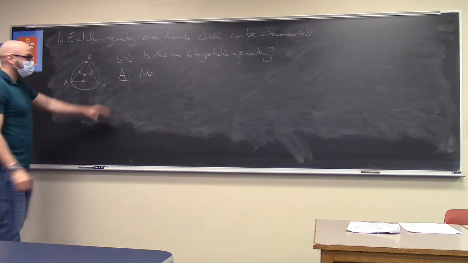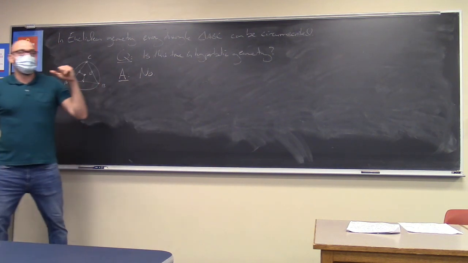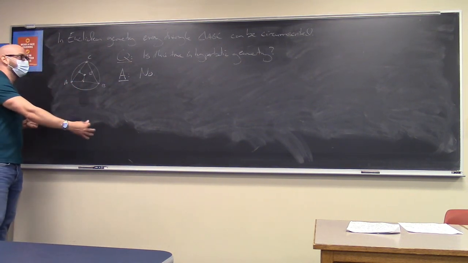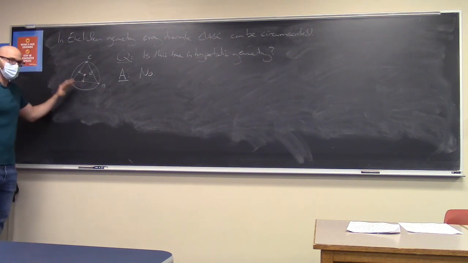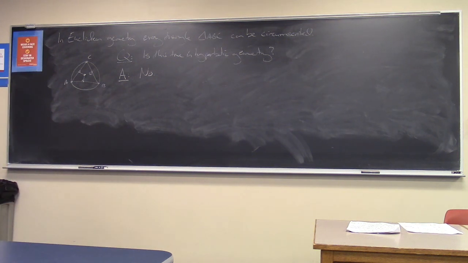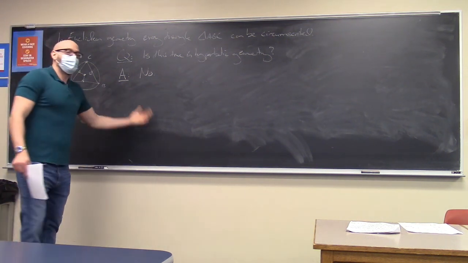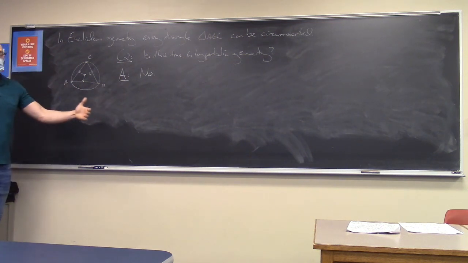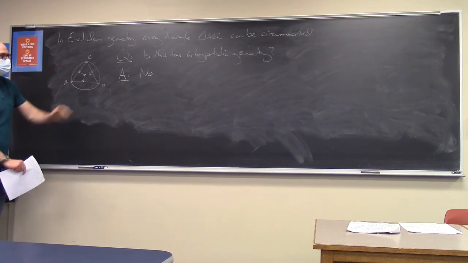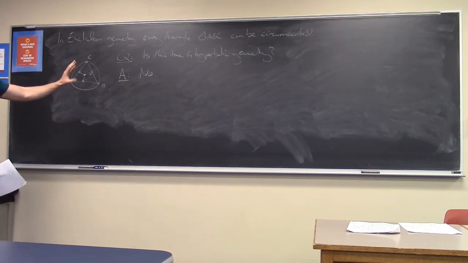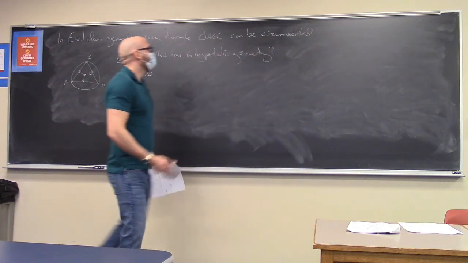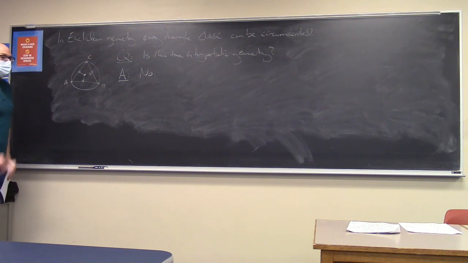Again, I want to point out that the answer of no here is not saying that no triangles can be circumscribed. That's not what I'm saying. I'm saying that there exists at least one triangle that cannot be circumscribed. I could state this as a theorem right now, but how about we just go through a construction and then we'll state the theorem. We'll construct a triangle and hopefully convince you that this triangle cannot be circumscribed.